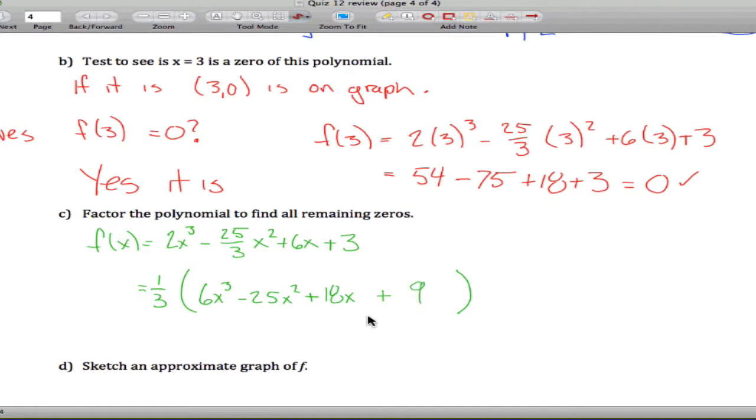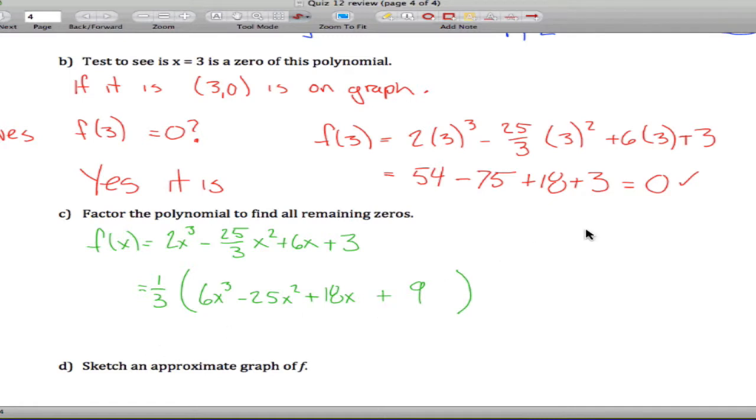If you don't know where I came up with those numbers, if you took this 1/3 and distributed it all the way back through, 1/3 times 6 is 2, 1/3 times 25 is 25 thirds, 1/3 times 18 is 6, and 1/3 times 9 is 3. So essentially, what I'm doing is I'm dividing each of these by 1/3. 2 divided by 1/3 is the same as 2 times 3. That's where this 6 came from. Anyways, I think it's easier to not have fractions, so I like to first get rid of the 1/3 and then factor this thing out.